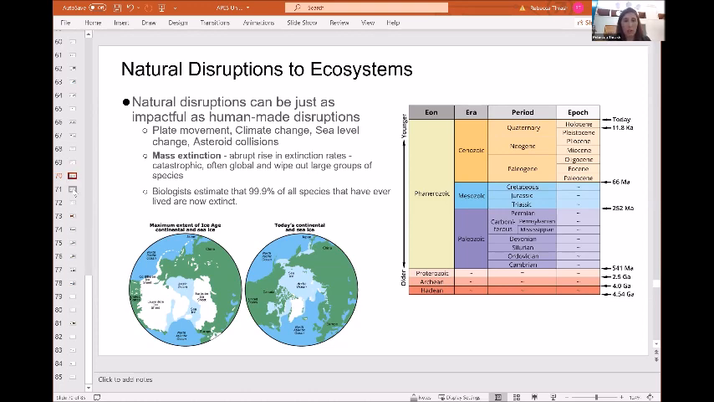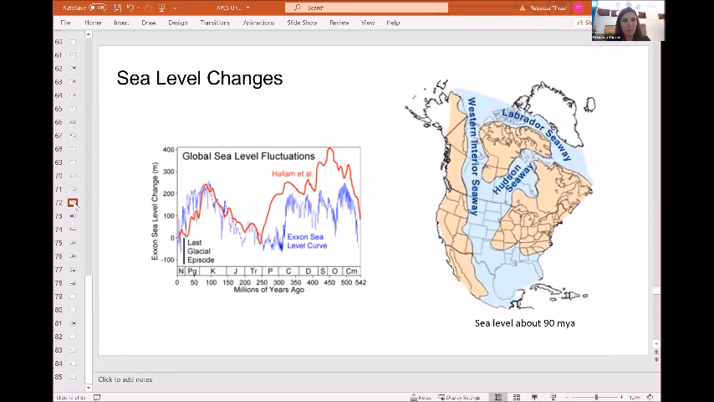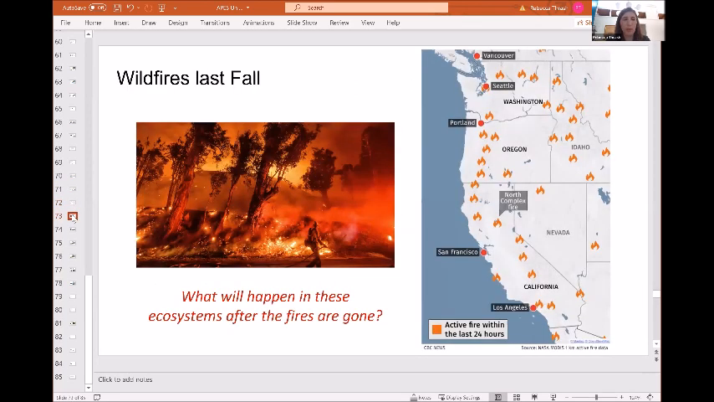Climate change is being driven by human activities now, but look here, there have already been periods of increasing temperatures, decreasing temperatures, increased ice, decreasing ice. So there's plenty of natural things that happen on Earth that can cause climate change. It's just right now it's human impacts and it's happening very rapidly. Again, sea level changes have happened because of this as well. We briefly mentioned the wildfires that happened last fall.